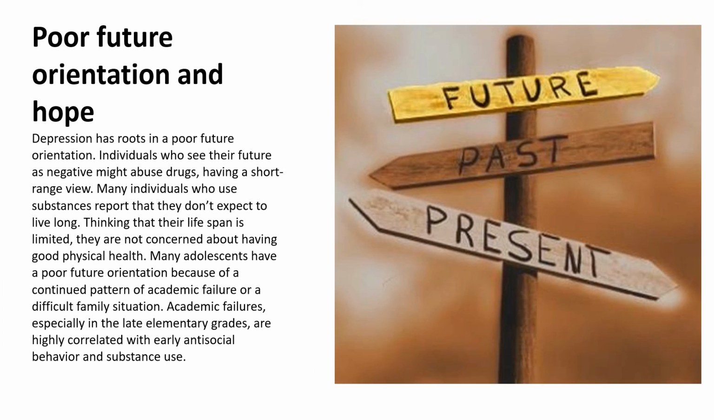Future orientation and hope. Depression has roots in poor future orientation. Individuals who see their future as negative might abuse drugs. Having a short-range view, many individuals who use substances report that they don't expect to live long, thinking that their lifespan is limited. They are not concerned about having good physical health. Many adolescents have a poor future orientation because of a continued pattern of academic failure or a difficult family situation. Academic failures, especially in late elementary grades, are highly correlated with early antisocial behavior and substance use.